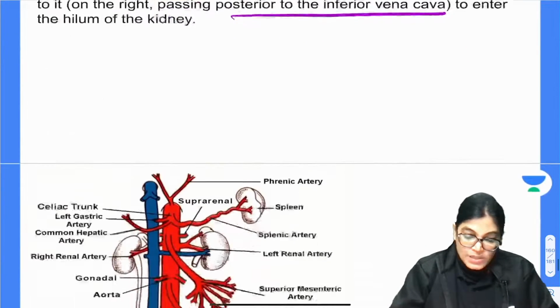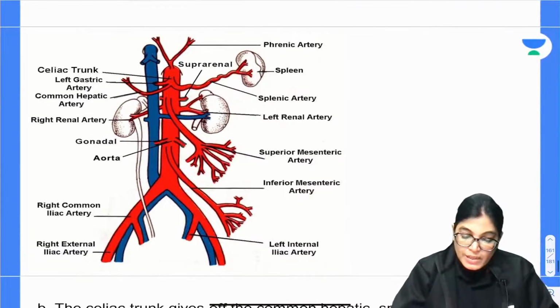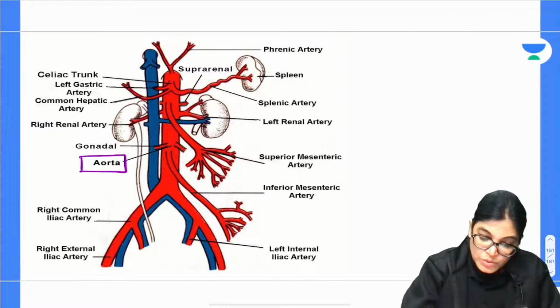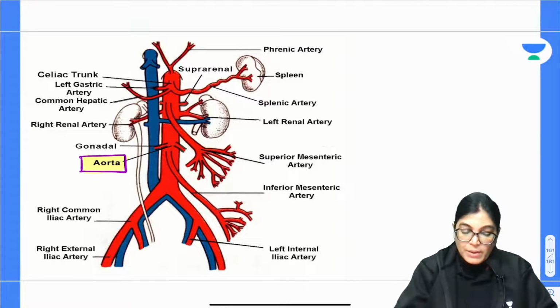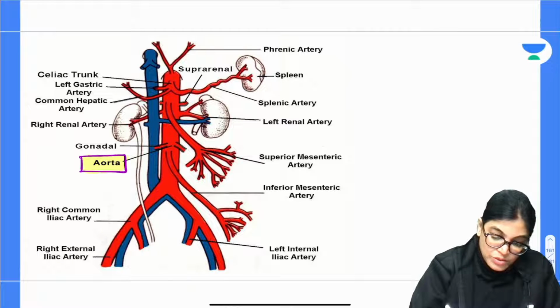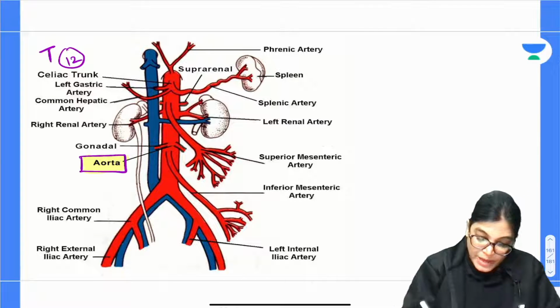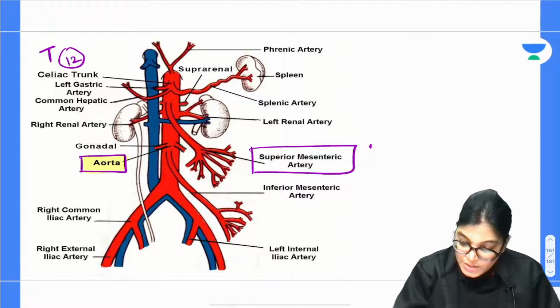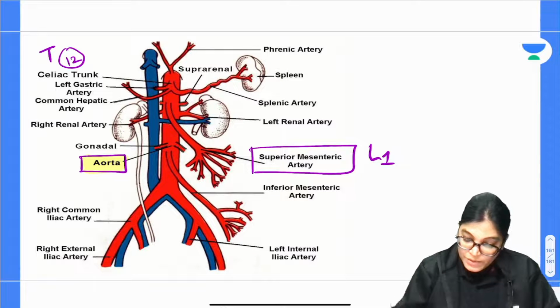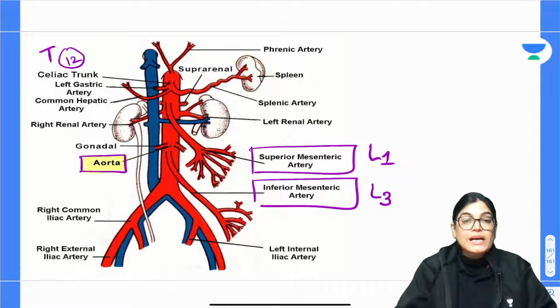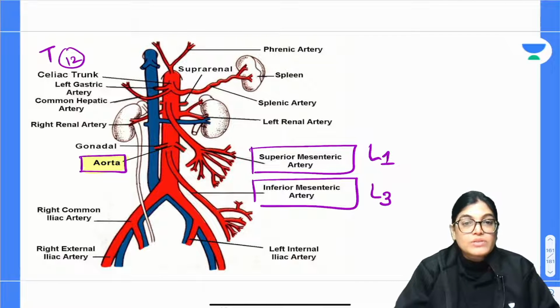Okay, so here I want to show you the diagram of the abdominal aorta and its important branches. You can see the celiac trunk, which is given at the level of T12. We have the superior mesenteric artery at the level of L1, and the inferior mesenteric artery at the level of L3. These are direct ventral branches. You can also see the renal arteries.